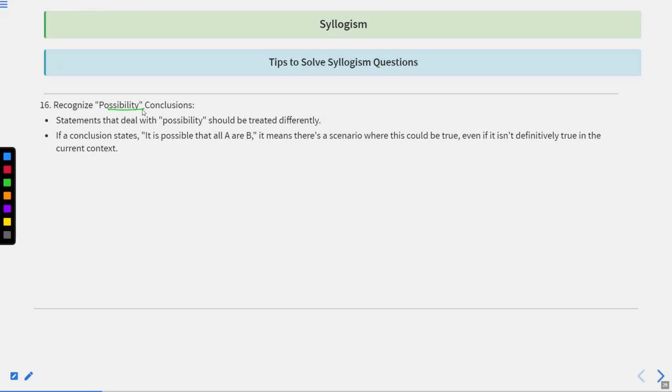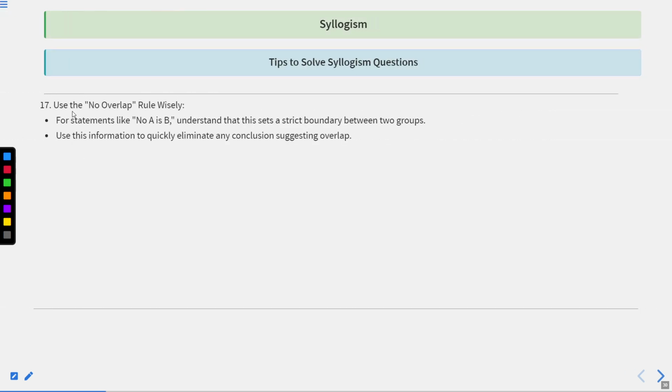Recognize possibility conclusions. Possibility can be there. It is possible that all A are B. It means that there is a scenario where this could be true, even if it is not definitely true in the current scenario. Apply the no-overlap rule wisely.